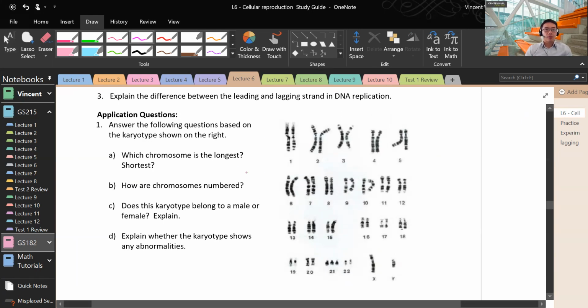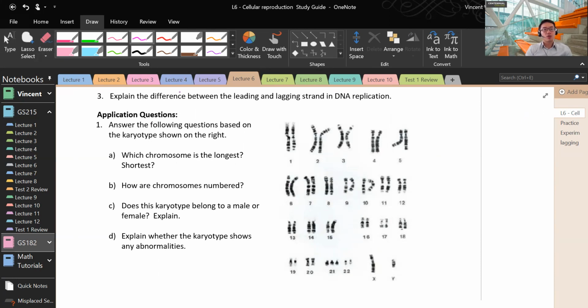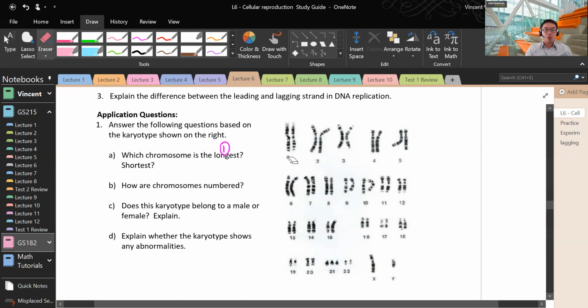Okay, let's take a look at this one. Answer the following questions based on the karyotype shown on the right. A karyotype is an orderly arrangement of chromosomes, right? So first question, which chromosome is the longest and which one is the shortest? Well, the longest one is chromosome number 1, and the shortest one is going to be chromosome 22. So in fact, the karyotype, how are they numbered? They're numbered based on the size, the length of the chromosome and the position of the centromere.